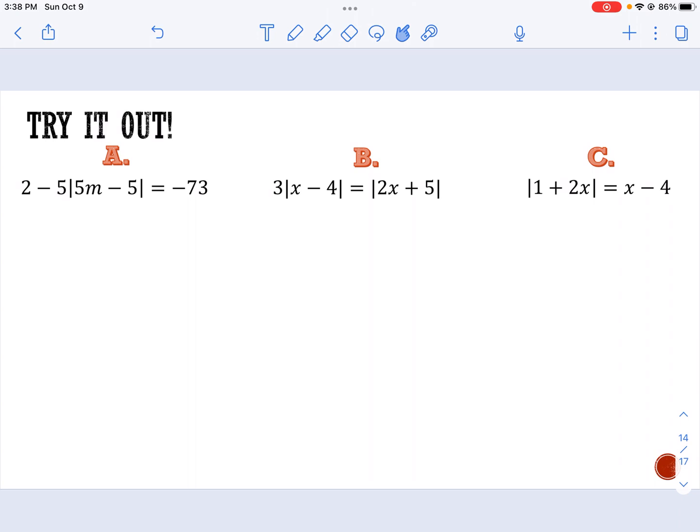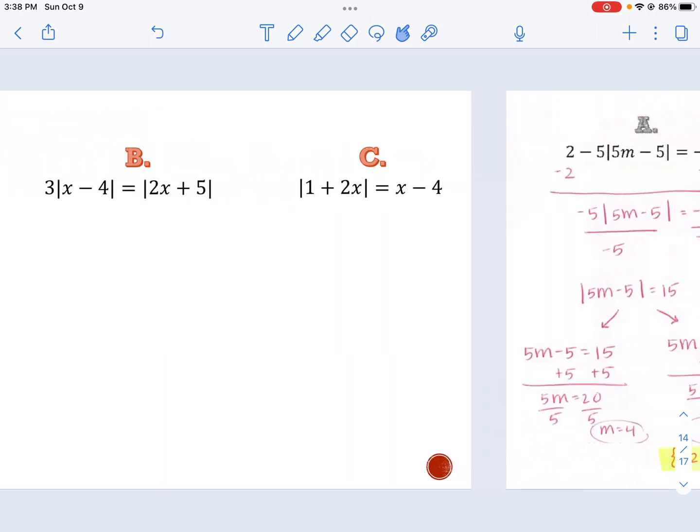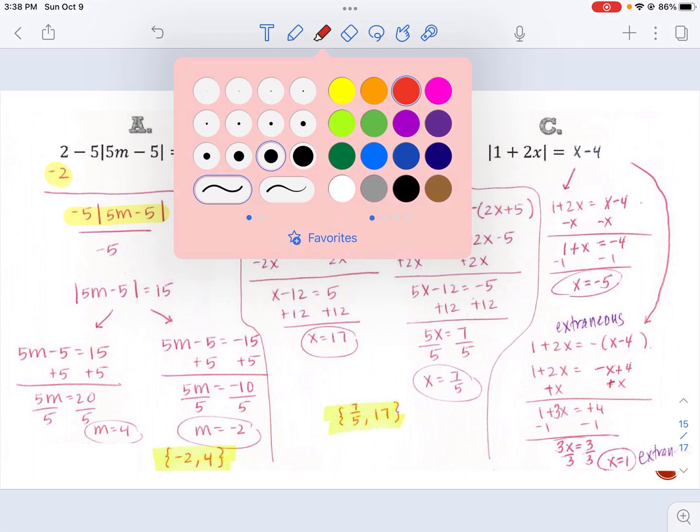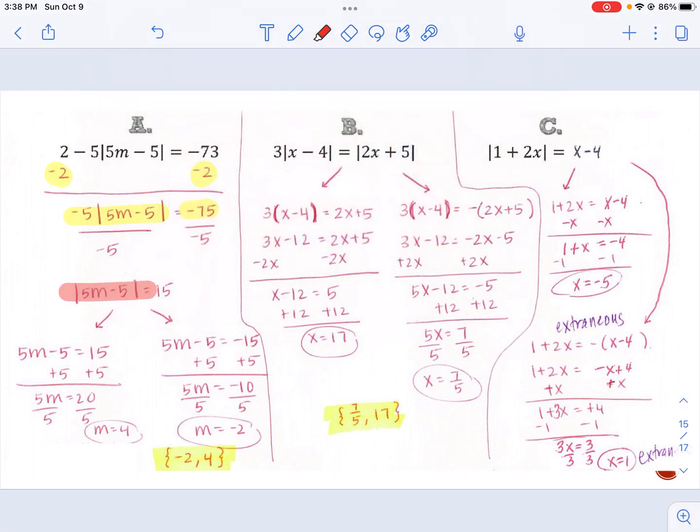All right, at this point, I think hopefully you've tried A, B, and C out, and you've also checked for extraneous solutions. Let's take a look. In example A, you should have first solved by subtracting 2 on both sides. You are then left with -5 times the absolute value of 5m minus 5 equals -75. You're still working on isolating that expression, so you divide both sides by -5, and you're left with what I'm going to highlight in red, which is that pivotal point: the absolute value of 5m minus 5 equals 15.